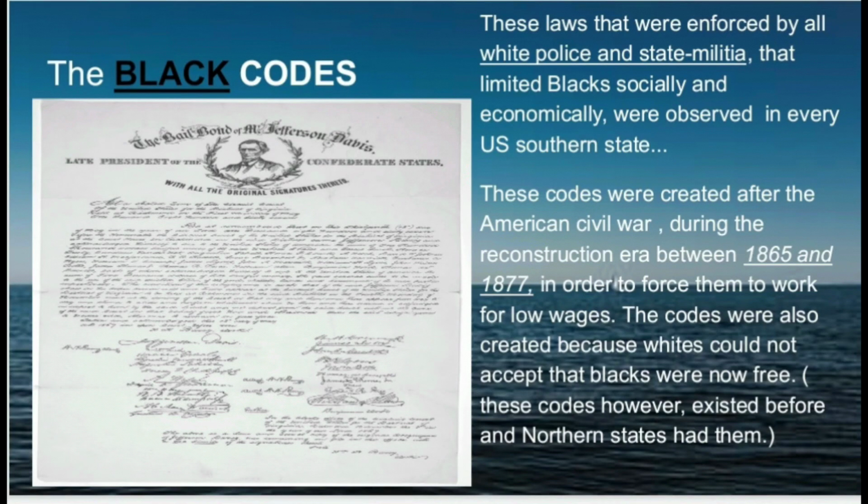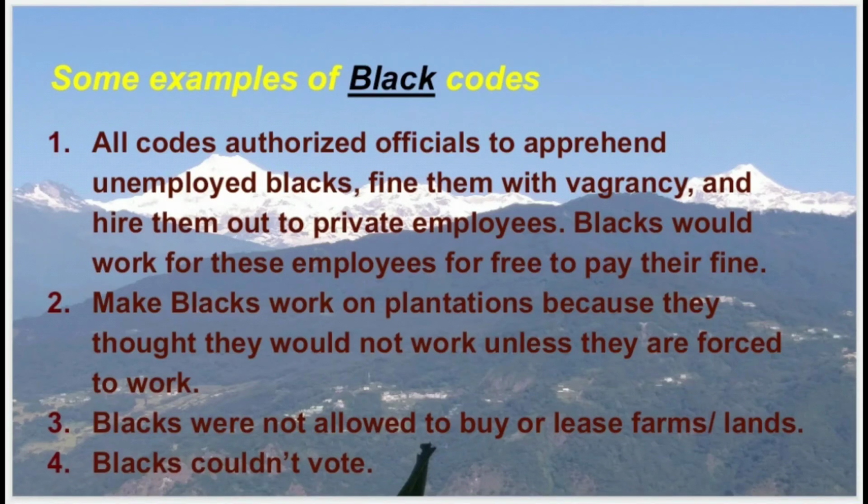Also, about the Black Codes. These laws, enforced by all-white police and state militia, limited blacks socially and economically and were observed in every U.S. Southern state. These codes were created after the American Civil War, during the Reconstruction era between 1865 and 1877, in order to force them to work for low wages. The codes were also created because whites could not accept that blacks were now free. These codes, however, existed before, and northern states had them.